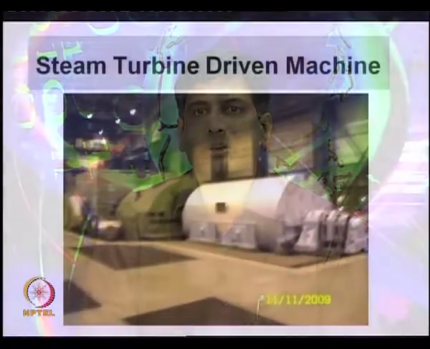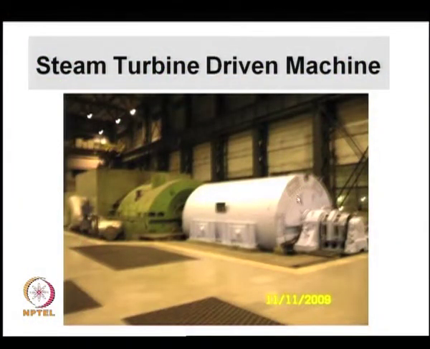It will be instructive to first look at what a practical synchronous machine looks like. What I will show you right now is a steam turbine driven generator of around 210 megawatts. You can look at this photograph. What you see in white here is the synchronous machine, and what you see in green are the various stages of the steam turbine which drives this machine.